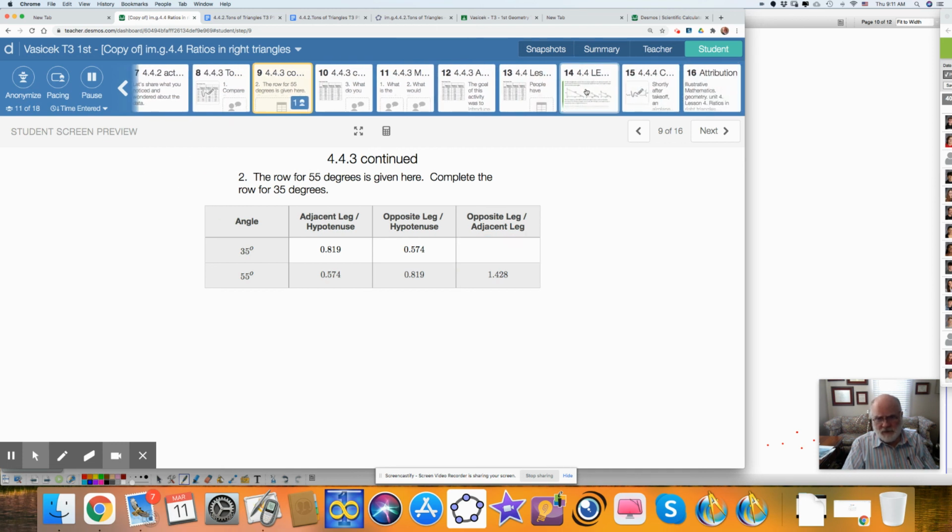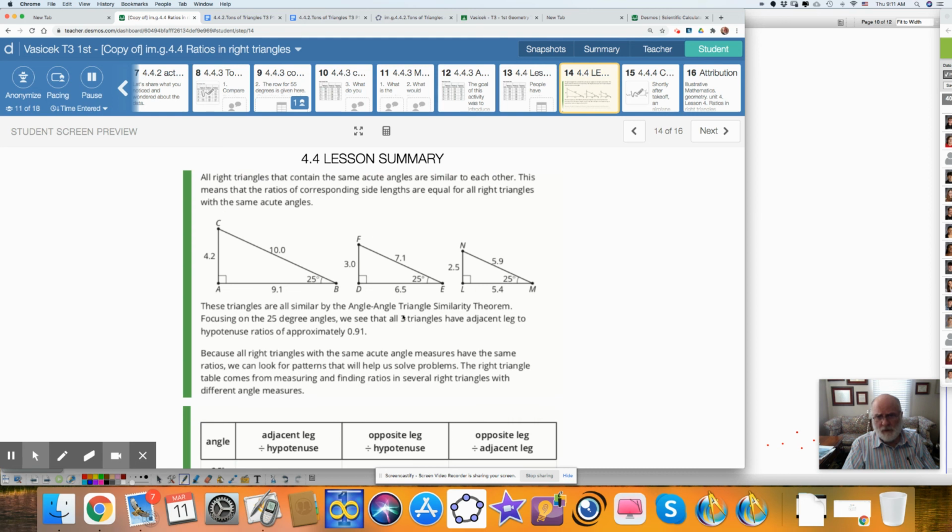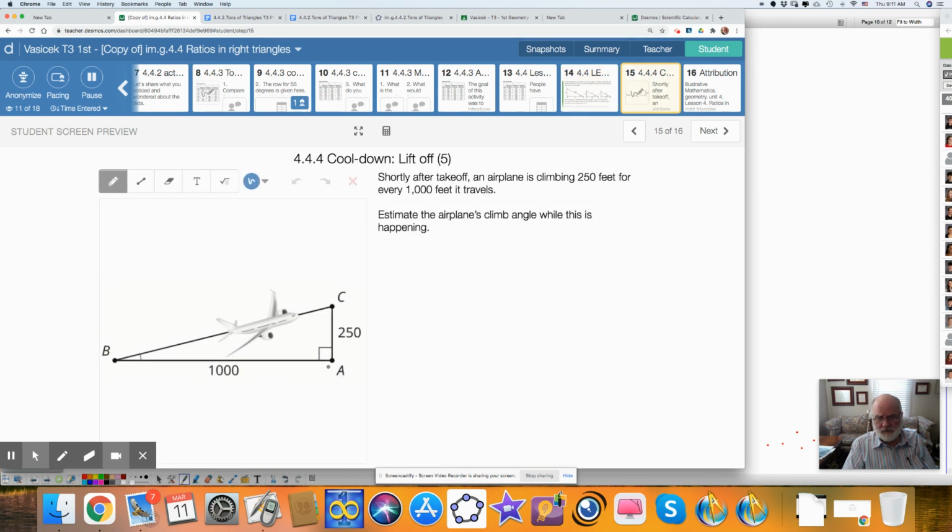Now, there is a summary page here. You should read the summary page. And you should also try to do this last piece. And good luck and success.